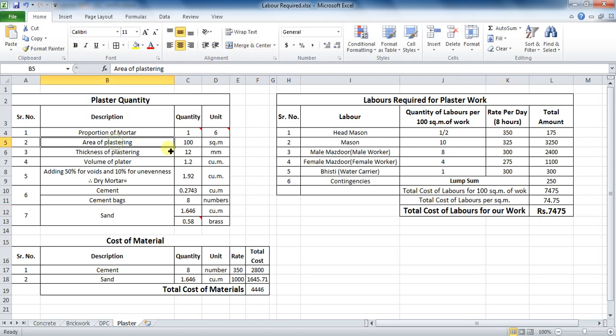The last part is to calculate the total cost of labors for our work, that is, for the quantity of our work. In this case, the quantity of plaster work is 100 square meter. So, the formula will be cost of labors per square meter multiplied by the area of plaster. So, the formula in Excel will be cell L11 into cell C5, which comes to be ₹7,475. In this way, you can calculate the quantity of labors required for the plaster work in Microsoft Excel.